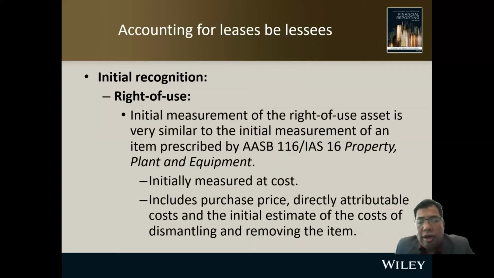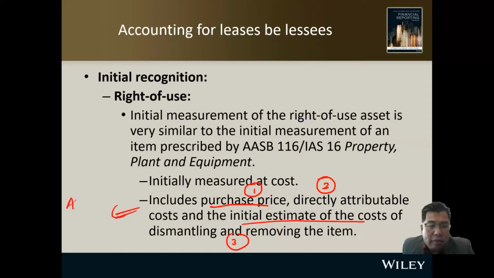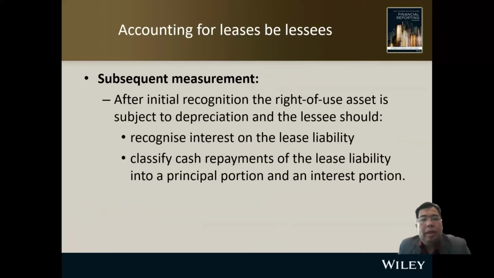Now for the assets, we have the right of use. The initial measurement of the right of use asset is very similar to the initial measurement of PPE. We are going to measure the right of use at cost, and it includes, number one, the purchase price; number two, directly attributable costs; and number three, the initial estimated cost of dismantling or removing the asset. This is similar to AASB 116, accounting for property, plant, and equipment. So this falls under assets.